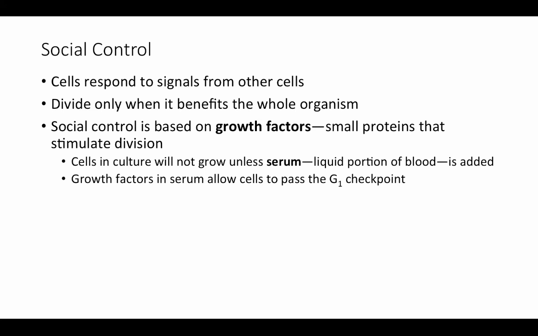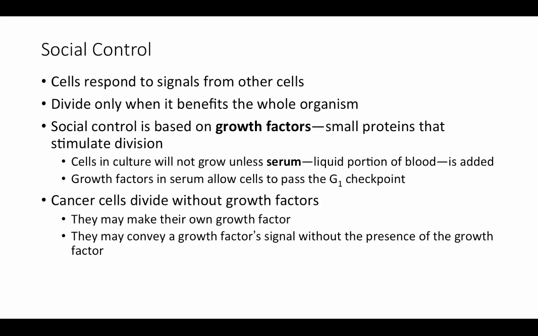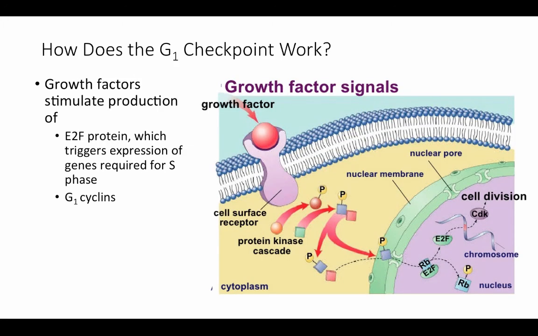So cells in culture will not grow unless serum, which is the liquid portion of blood, is added to the culture. So the growth factors in the serum are going to allow cells to pass the G1 checkpoint and go ahead and start growing in culture. So cancer cells divide without growth factors. So they may make their own growth factor, or they may convey a growth factor signal without the presence of the growth factor. So they can initiate these pathways on their own without the original signal.